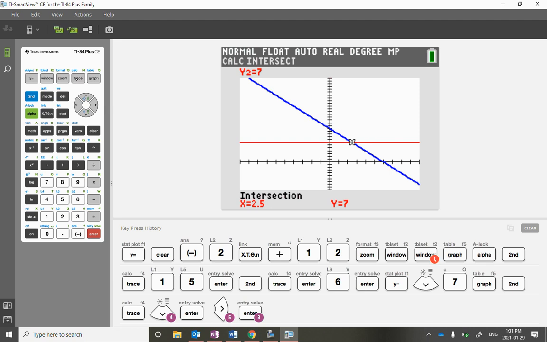I don't have it. Oh, I have it. Oh, that works too. So at 2.5.